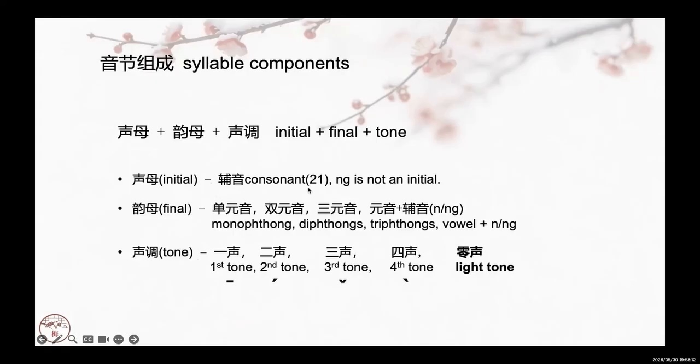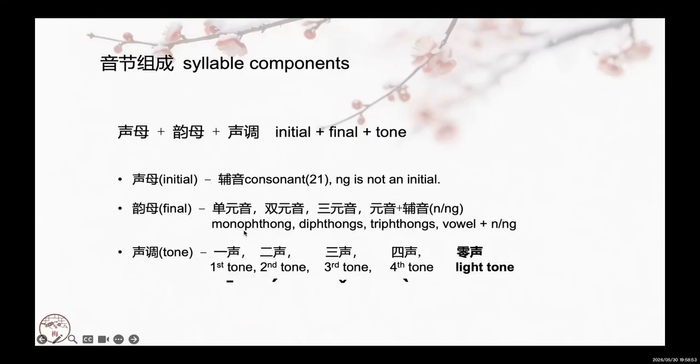Most of the consonants serve as initials. We have 22 consonants, right? Except one, all the remaining 21 consonants serve as initials. The special one is not an initial. You would never say it in the place of the initial. So the second part, final. What is final? What are those things for final? That's where the vowels play a role.